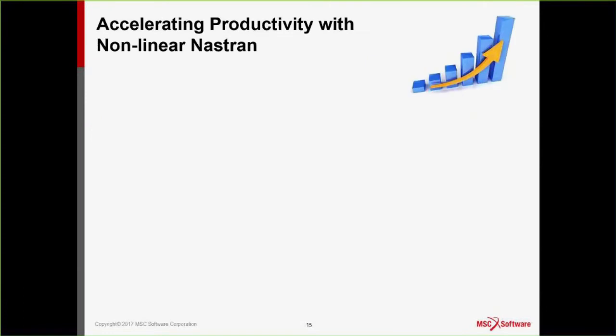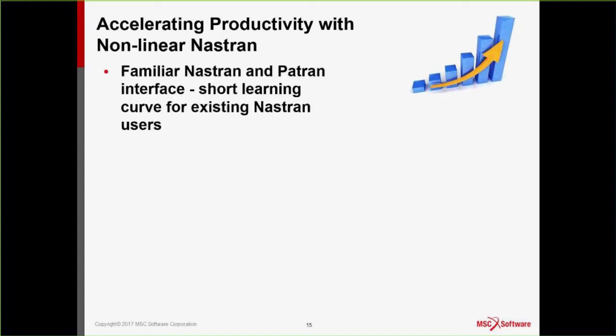So before we look at the example together, I want to give you a couple productivity tips. We talked about how to be productive in nonlinear Nastran. When we designed solution 400, we kept two key ingredients. The first ingredient is we kept the Nastran and Patran interface really familiar to the linear Nastran and Patran interface. The purpose there is we want to make sure if you're an existing Nastran user, you can leverage your know-how in linear and get up to speed really quickly in nonlinear, right?